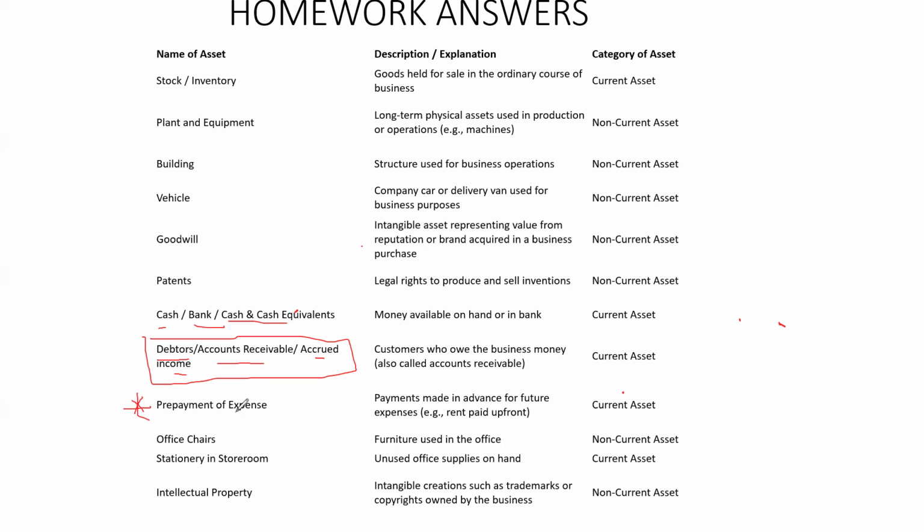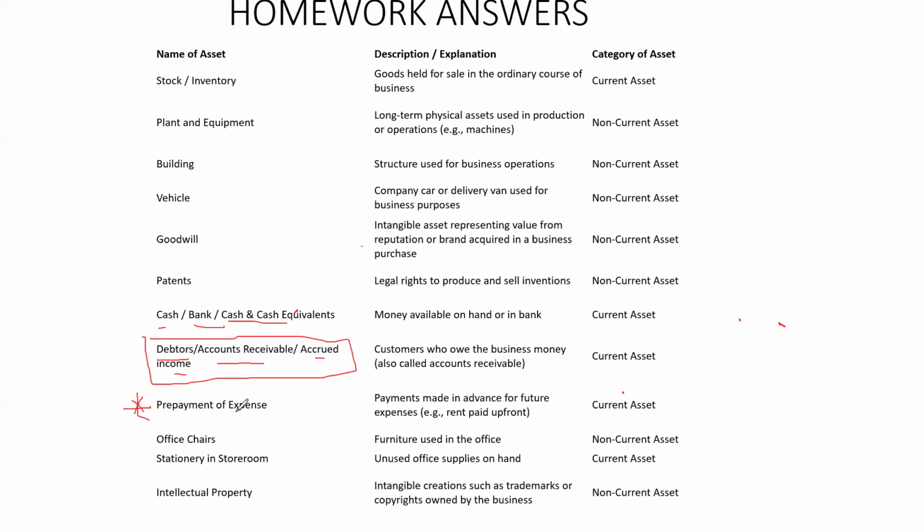Now, remember, last week we talked about the matching concept. We talked about the accruals concept. And we said you should match revenues and expenses. So the revenues and expenses of a particular year should be matched. So we cannot pay for expenses that are in the future and consider it an expense. It's not an expense, it's an asset to us as an organization.